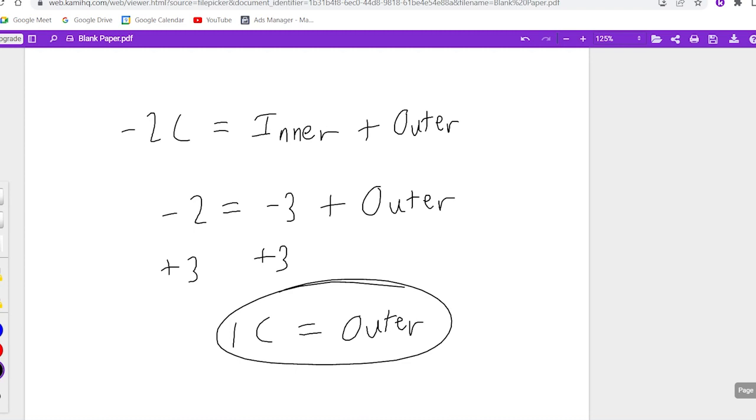Any questions on number 18? Anyone still writing?